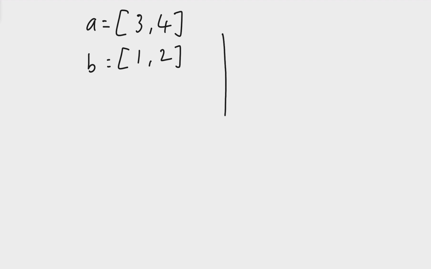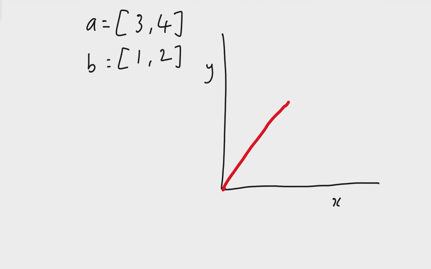So let's draw our axes here. And we're going to plot it such that the first element is plotted along the x-axis and the second element is plotted along the y-axis. So let's start with vector A and plot that. So 3, 4 is there.